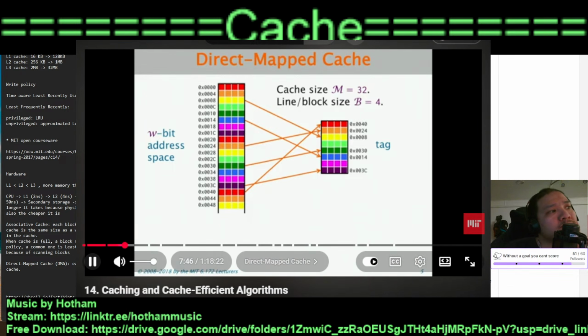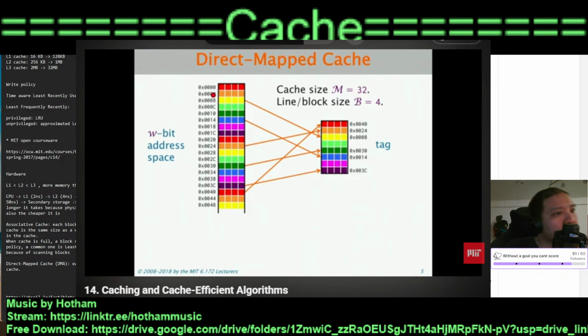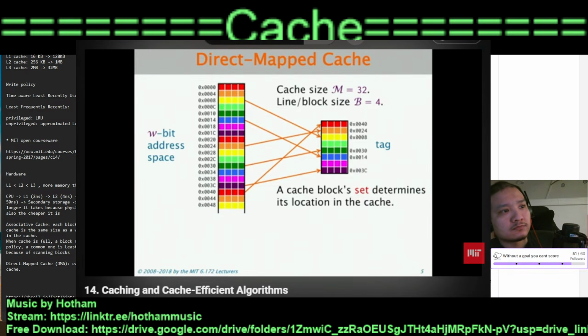I've color-coded these cache blocks here. So the red blocks can only go in the first row of this cache. The orange ones can only go in the second row, and so on. And the position which a cache block can go into is known as that cache block's set. So the set determines the location in the cache for each particular block.